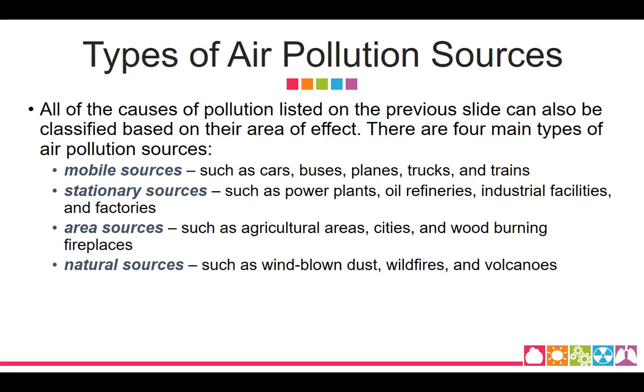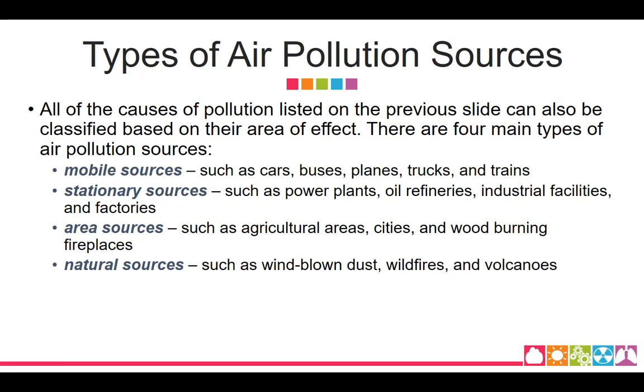Okay. All of the causes of pollution on the previous slides can be classified based on their area of effect. There are four main types of air pollution sources. The first are mobile sources, things that don't stay put, things that move, such as cars, buses, planes, trains, trucks, and so on and so forth. Stationary sources are those that stay in one place, things like power plants, oil refineries, industrial factories, these types of things.